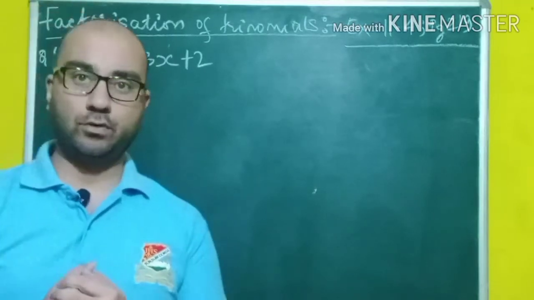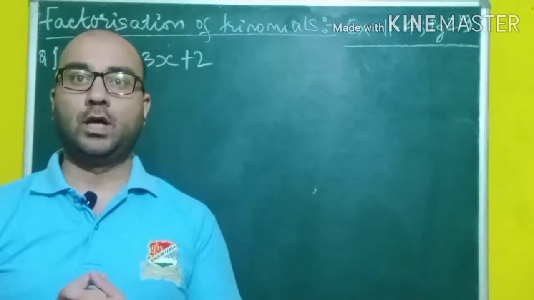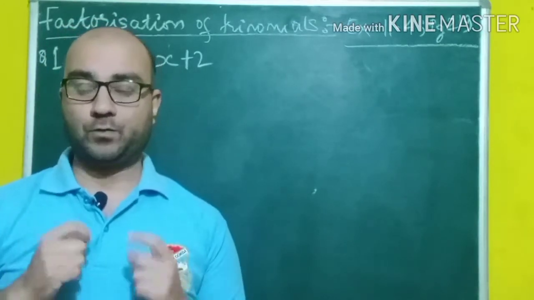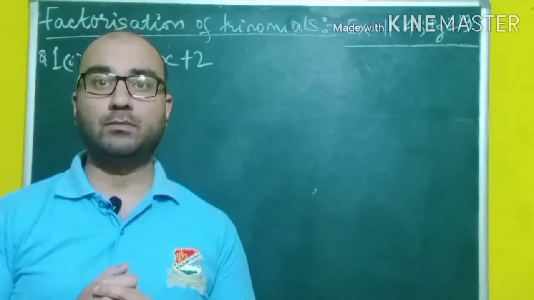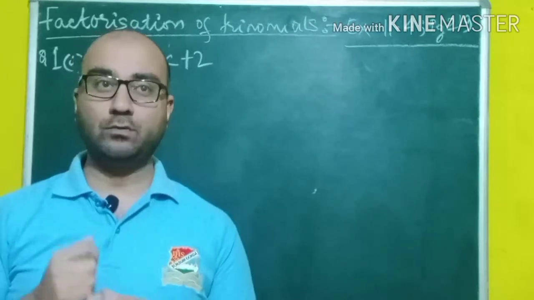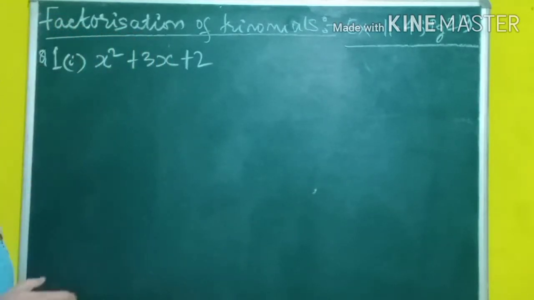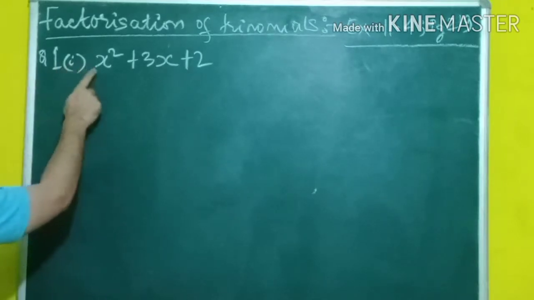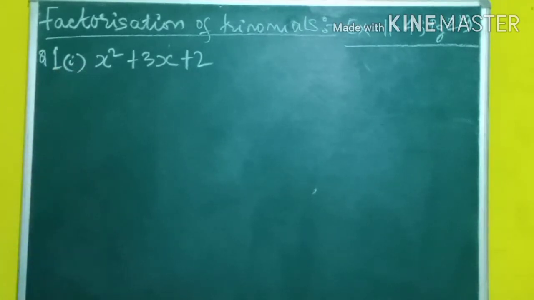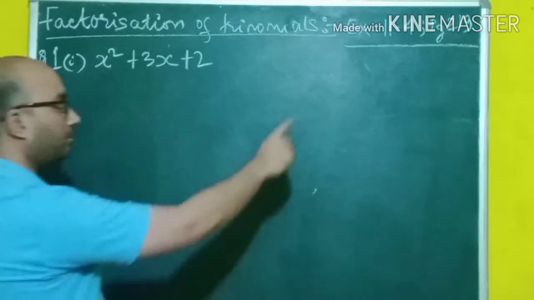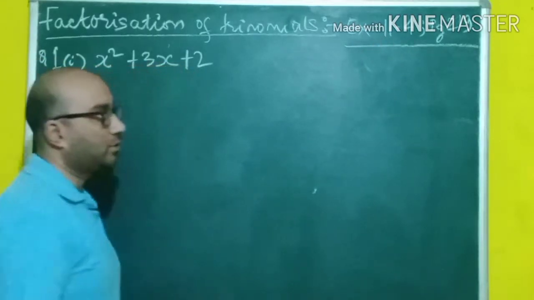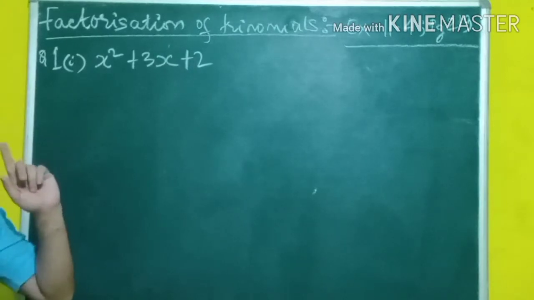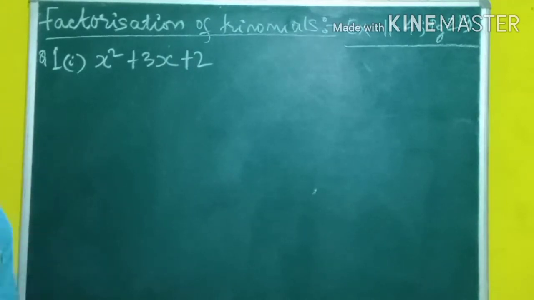Welcome to today's tutorial. In today's tutorial, we'll discuss factorization of a trinomial. First we need to understand the meaning of trinomial. A trinomial is an algebraic expression which has three terms. This question is from exercise 11.4, on page number 219 of your textbook. So trinomial means an algebraic expression which has three terms.